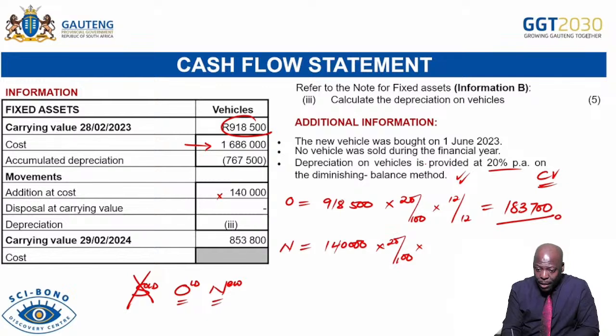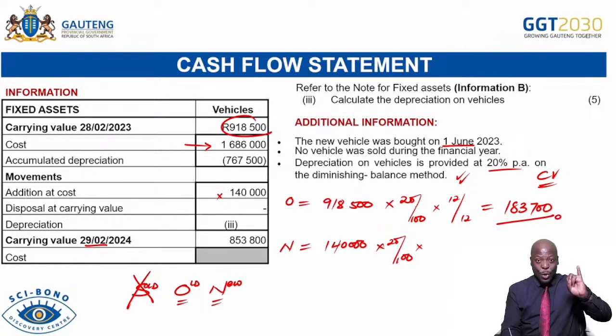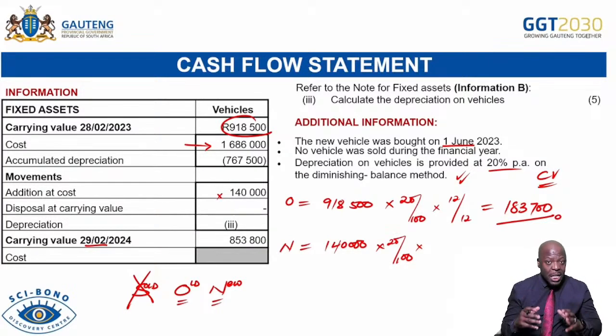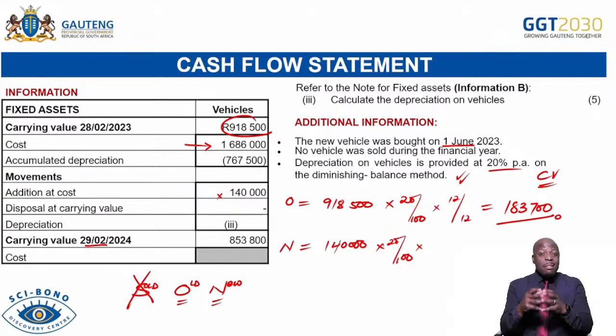And when did we get this new one? A new vehicle was bought on the 1st of June. And we know that our financial year is ending on the 29th of February. So we're going to count June. This is another very important aspect. This tip is of great importance. In the exam, don't count the months in your head, like June, July. No, don't do that. Use your fingers. Use your fingers that you have.